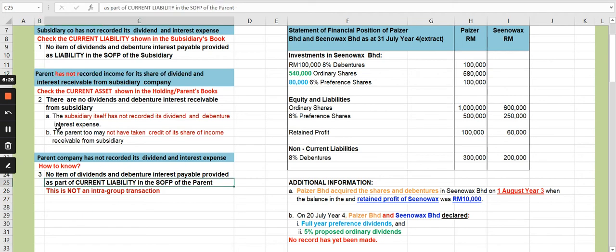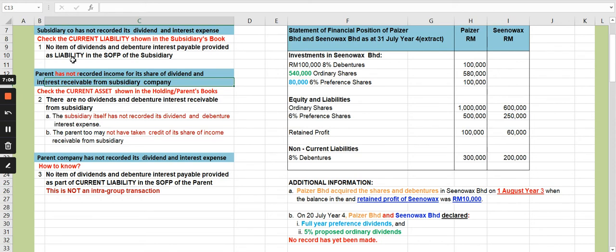Okay, not recorded, and therefore the income from the dividend and interest of the subsidiary has not been recorded. So how do you do that? You go and check the current assets shown in the holding company. If there are no dividends and debenture interest receivable under the current assets section, and the dividend receivable relating to the subsidiary was not disclosed, it shows that the parent has not taken credit for the share of dividends and interest. So how do they take credit?